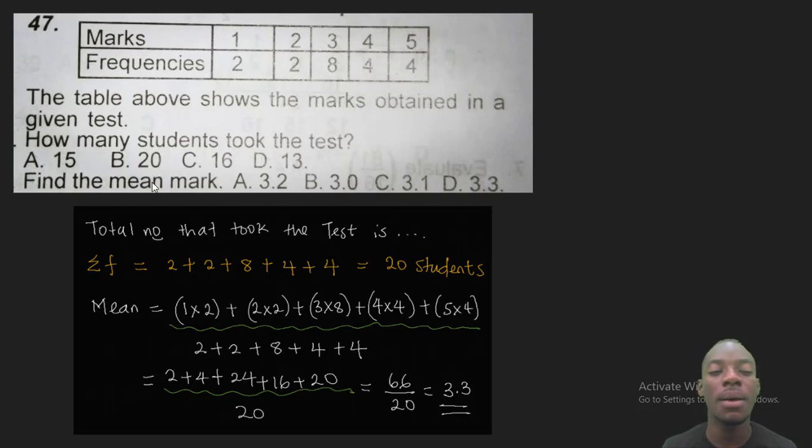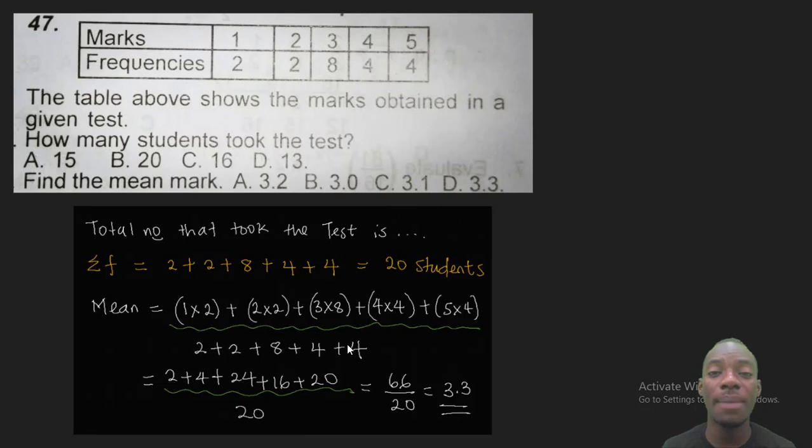Then what's the mean mark? So how do you find mean for a table like this? To find the mean, just multiply the number on top times the number below, then add the next. So that will be 1 times 2 plus 2 times 2 plus 3 times 8, because 8 is under 3, then plus 4 times 4, then 5 times 4, over the total number. How do you get that number? Add all the frequency below together: 2 plus 2 plus 8 plus 4 plus 4.